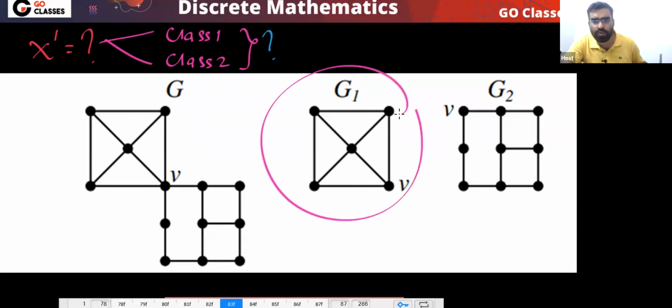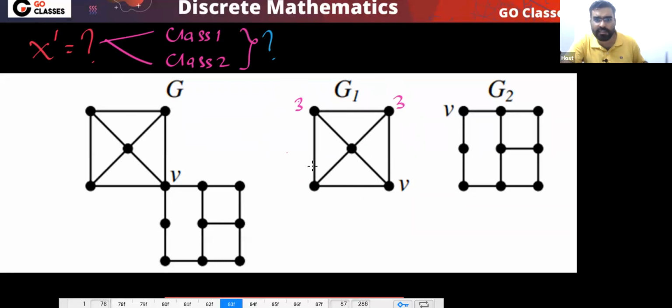Here, how many vertices of maximum degree? This one is at degree 3, this at degree 3, this at degree 3. You can notice this at degree 3 and this at degree 3, this at degree 4.